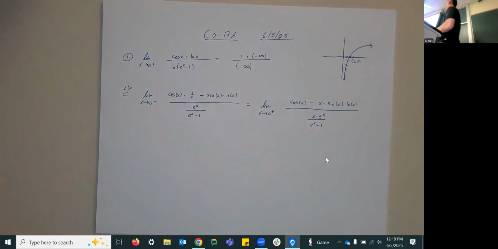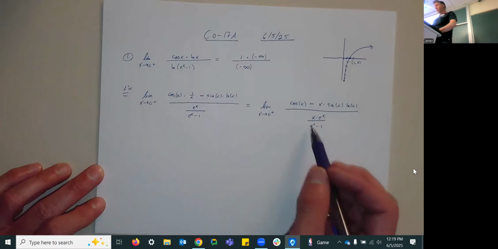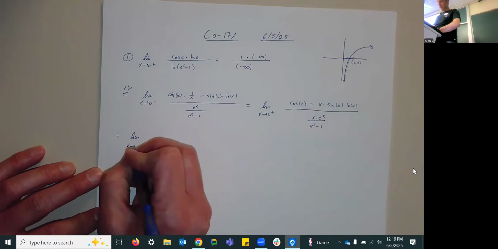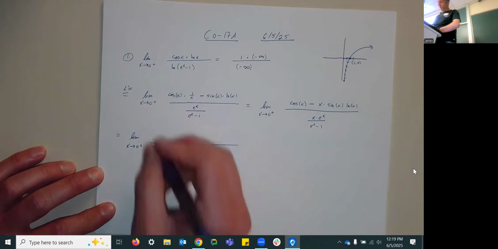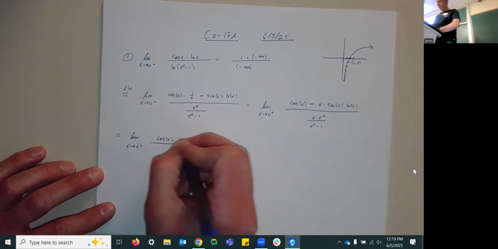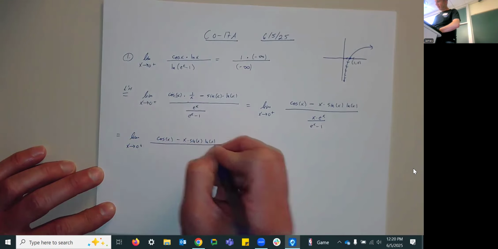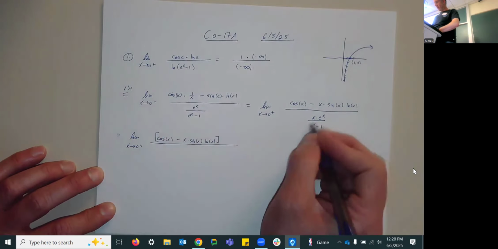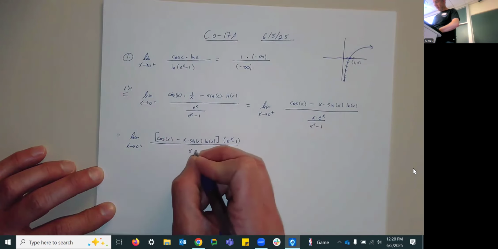So I multiply the top by x, multiply the bottom by x. I still have a fraction down here, so I'm actually going to flip and multiply. So I'm going to rewrite this as the limit as x approaches 0 from the right of something terrible, cosine of x minus x times sine of x times natural log of x, all of that times e to the x minus 1 divided by x e to the x.